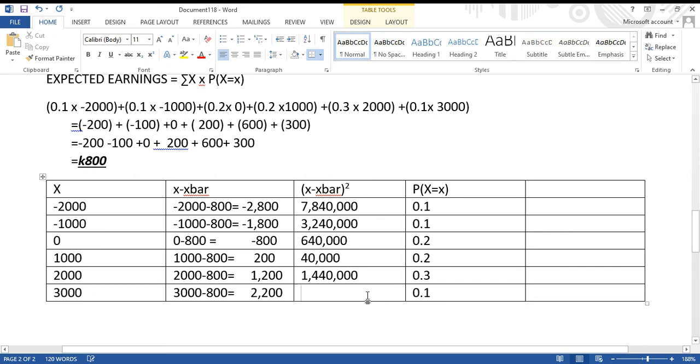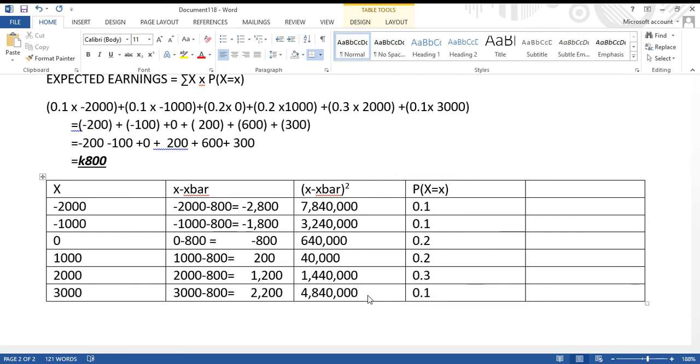All right, and 2,200 squared is 4,840,000.